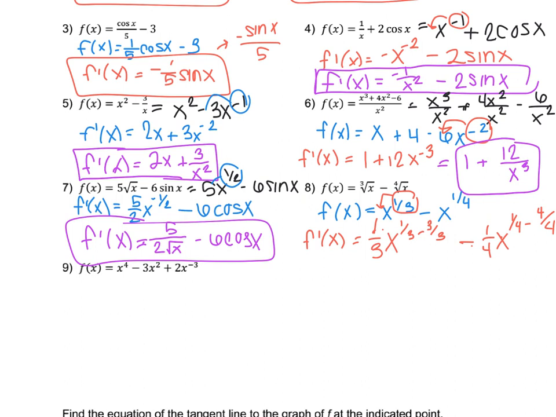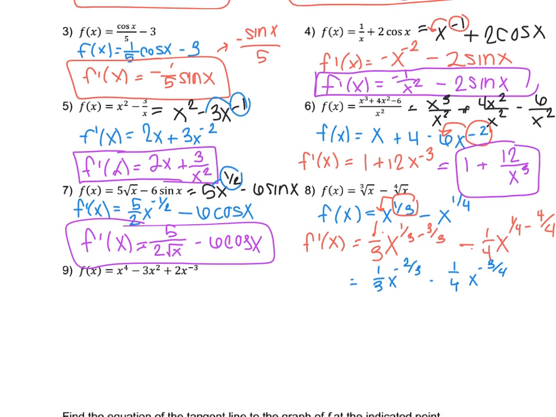So let's see what that gives us. So this would result in 1/3 x to the negative 2/3 minus 1/4 x to the negative 3/4. Okay, so we're not done yet because I still have negative exponents in my final answer.